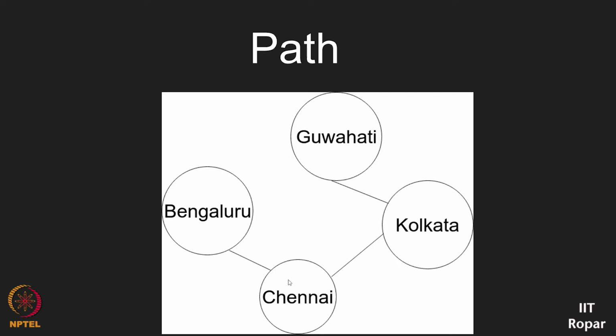destination. That is, from Chennai to Bangalore there is a direct edge, you can directly reach. From Chennai to Guwahati there is no edge, but still there is a path via Kolkata to reach Guwahati from Chennai, as well as from Guwahati to Chennai. The same path can be followed.